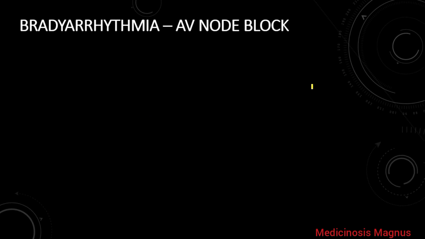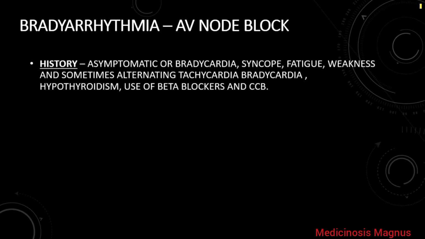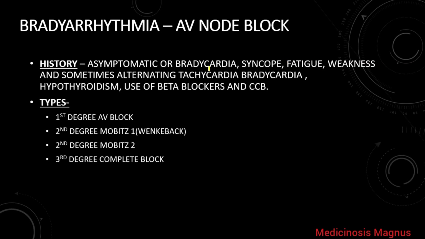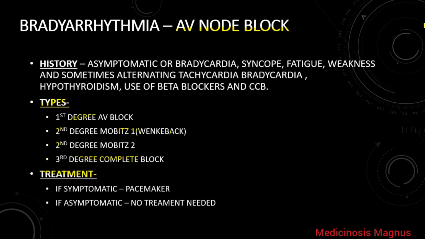Then let's see about the AV nodal blocks, which are also types of bradyarrhythmias. In AV nodal block, again the patient can be asymptomatic or can have bradycardia and all the other problems that we saw in the other types of bradyarrhythmia. Here, the AV nodal blocks are usually called the heart blocks. These are of mainly three types: first degree, second degree, and third degree. The treatment here is again pacemaker, but if asymptomatic, there wouldn't be any treatment needed.